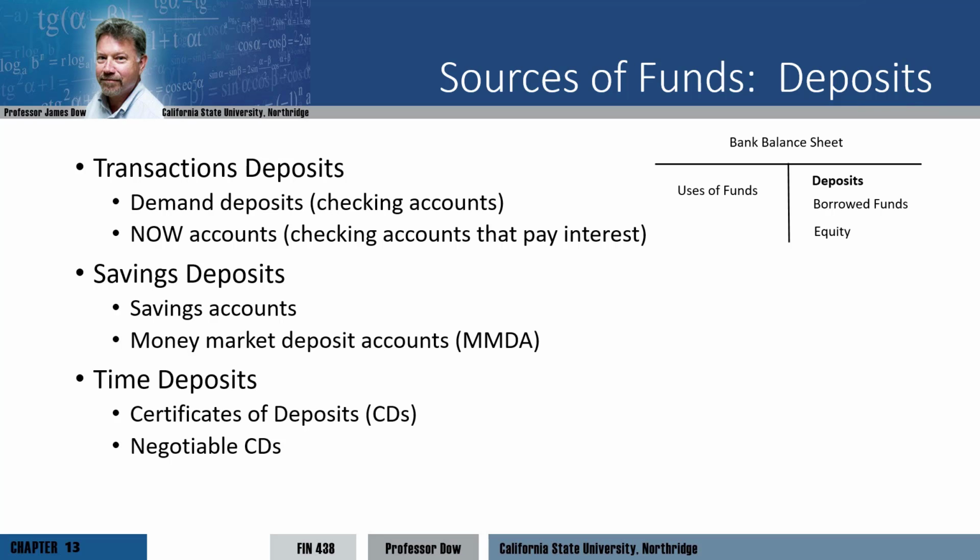Negotiable certificates of deposit, sometimes called jumbo CDs, are very large CDs that can be traded in a secondary market. The secondary market provides liquidity to the holder without requiring the bank to pay out the funds before maturity.